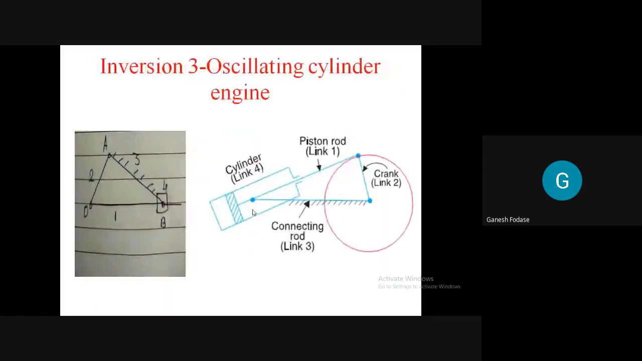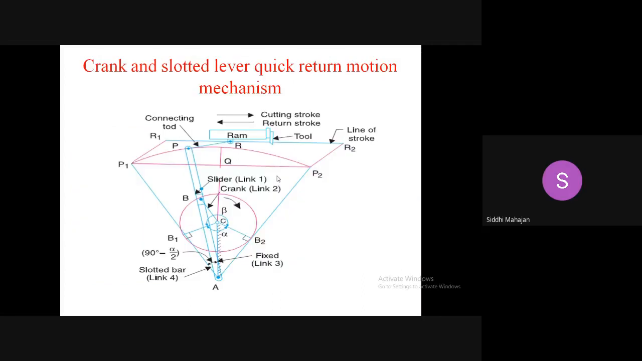Slide visible? Yes, sir. Now, next important, again, tell me which inversion it is. Observe the mechanism and tell me which inversion this is. Now you know how to identify the inversion. It depends on which link is fixed.